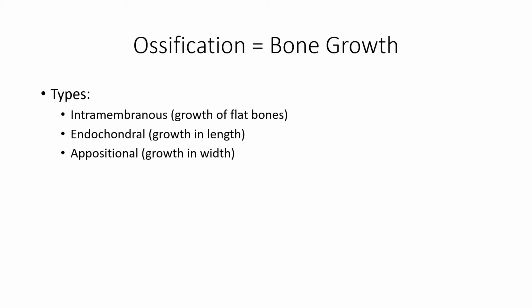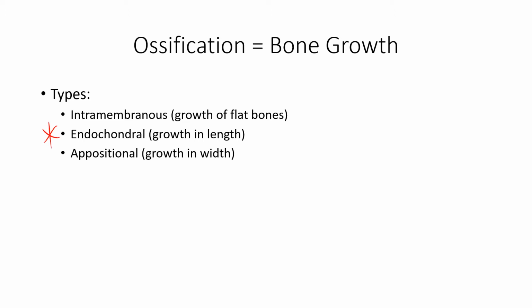There are three types of bone growth that we will talk about. Just briefly, I want to mention that intramembranous bone growth, or ossification, is how the flat bones grow. That would include some of the bones of your skull and some of the bones like your sternum and your rib cage. We're going to primarily focus here on endochondral ossification.